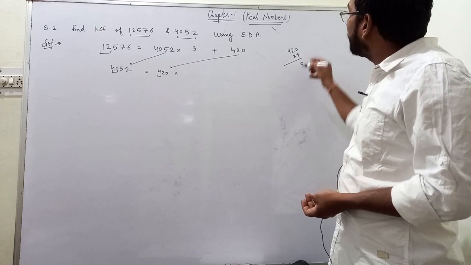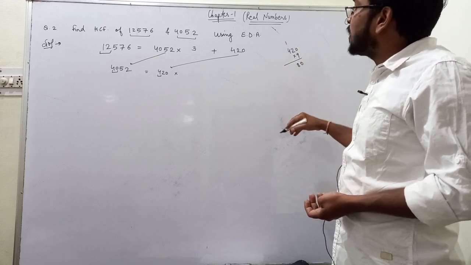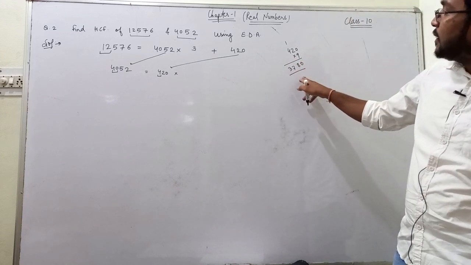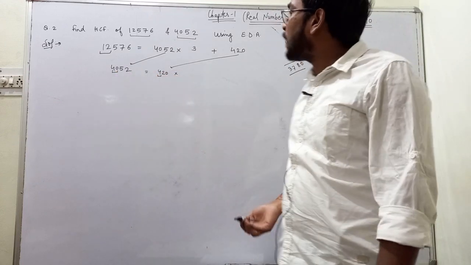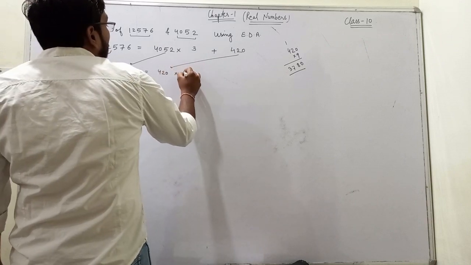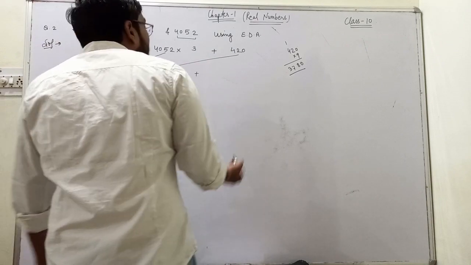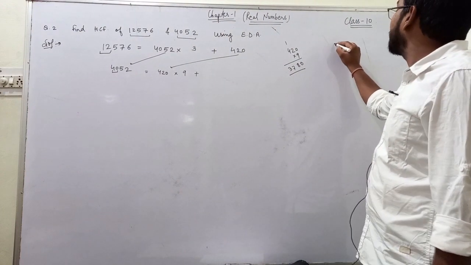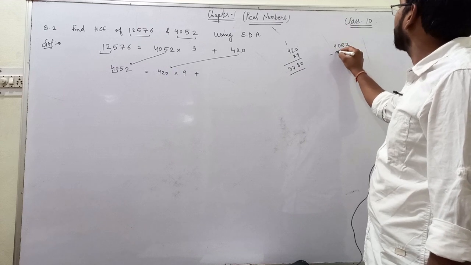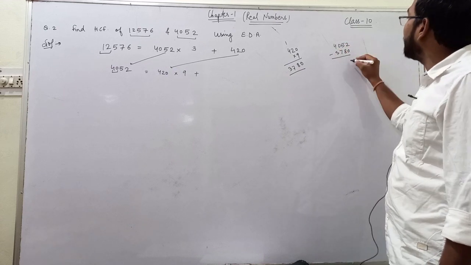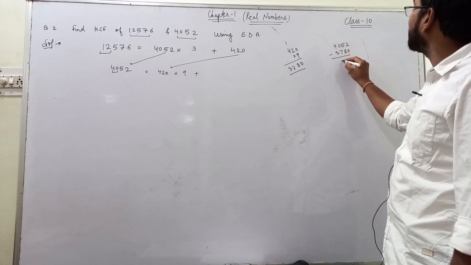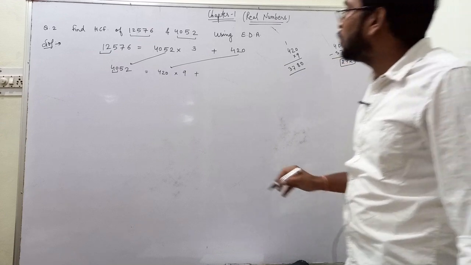9 zeros are 0, 9 twos are 18, and 9 fours are 36. 36 plus 1 is 37. So 3780 is smaller than 4052. So I can say when 420 is multiplied by 9, there may be some remainder. We need to find the remainder. So we'll subtract 3780 from 4052. Okay, on subtracting we get 15 minus 8 is 7, and 9 minus 7 is 2, and we get 272.